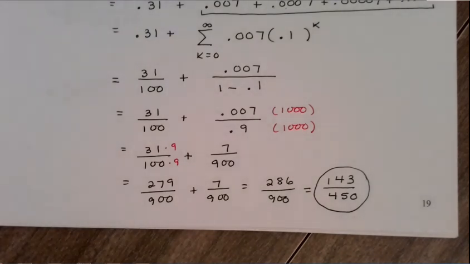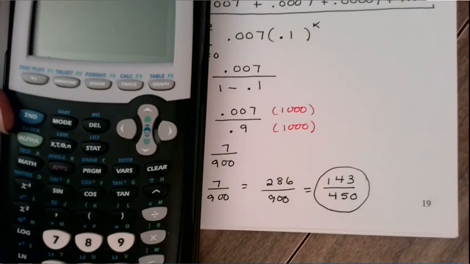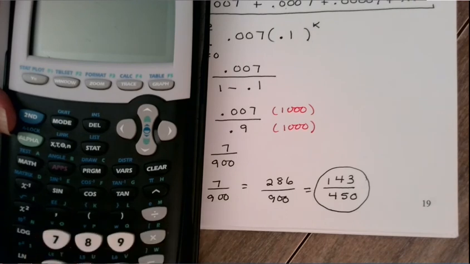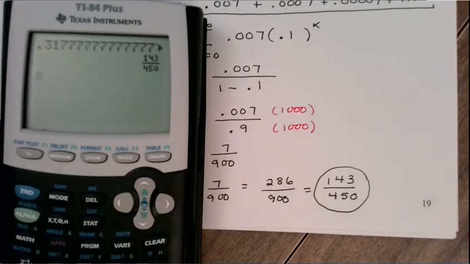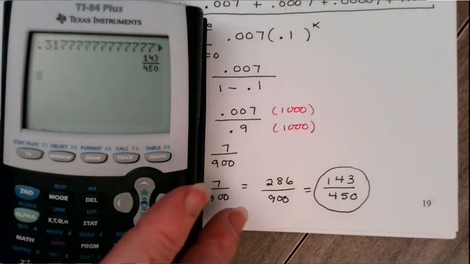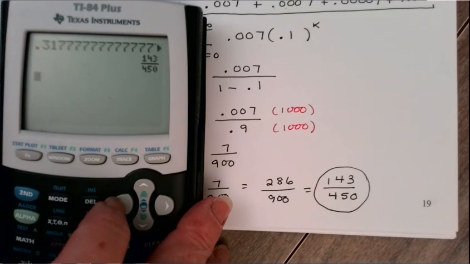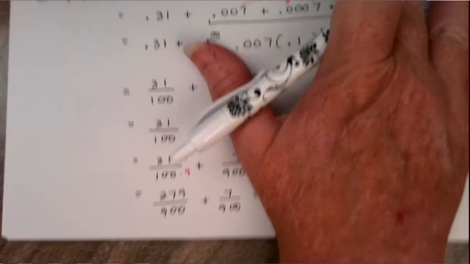Let's see if we can sneak the calculator into doing this one as well. 0.317 with a whole bunch of 7s. Yep, there we go. Sorry, couldn't see that. There it is, 143 over 450. So again, a repeating decimal is really just an infinite geometric series, kind of hiding in there. So there's one application of infinite geometric series.